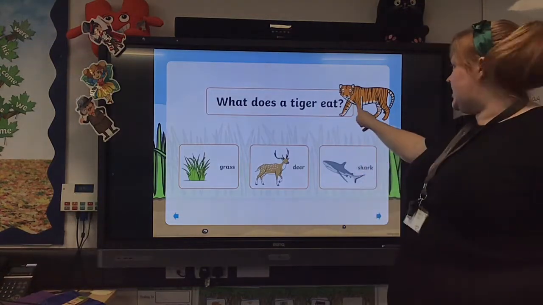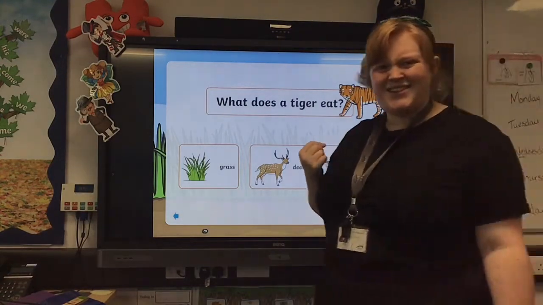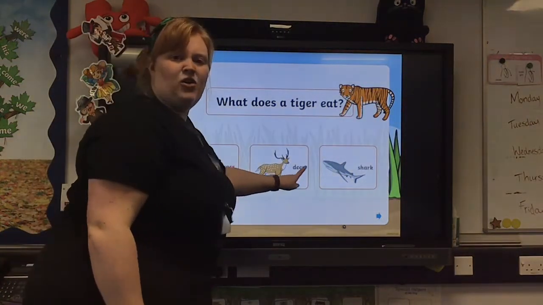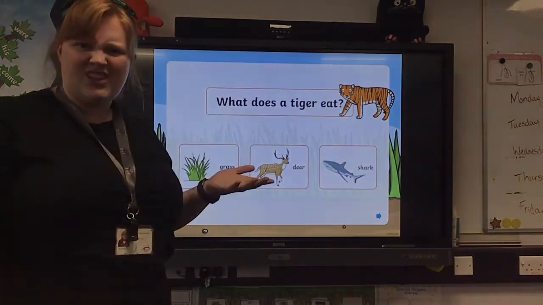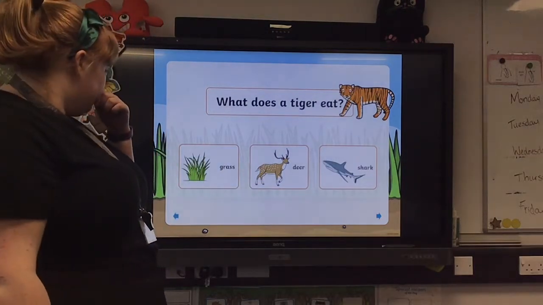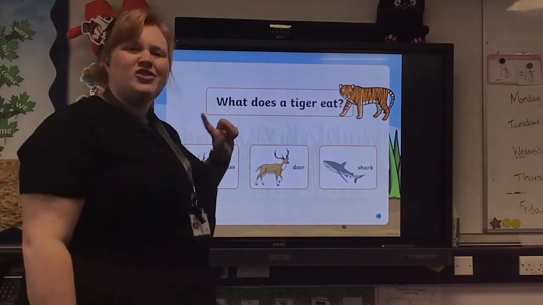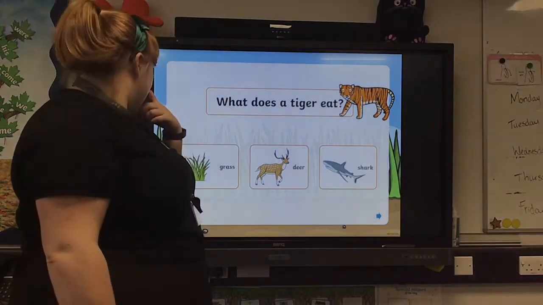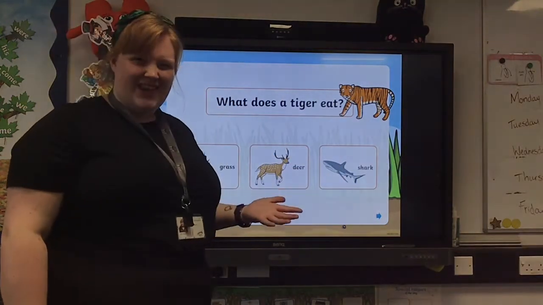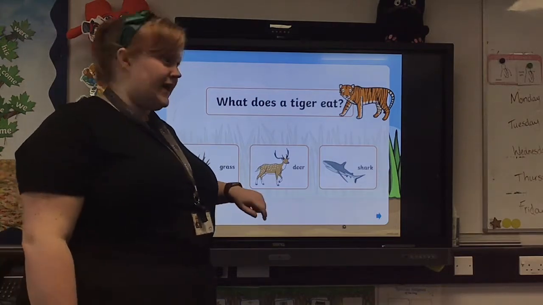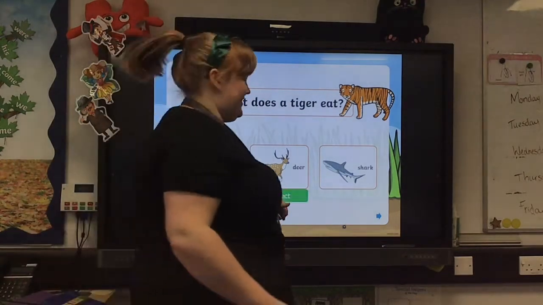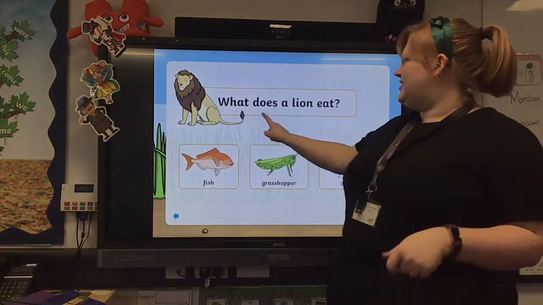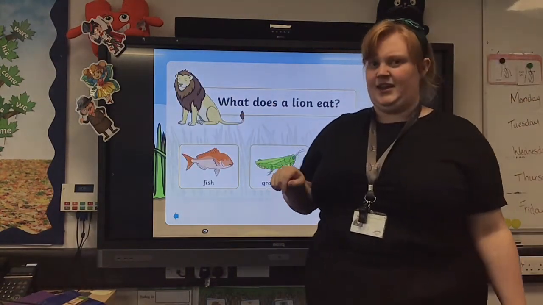What about a tiger? Does a tiger eat grass, deer or sharks? What do you think? I'm not sure that he eats sharks because he doesn't live in the sea. I think maybe deer. What do you think? Deer? Well done.